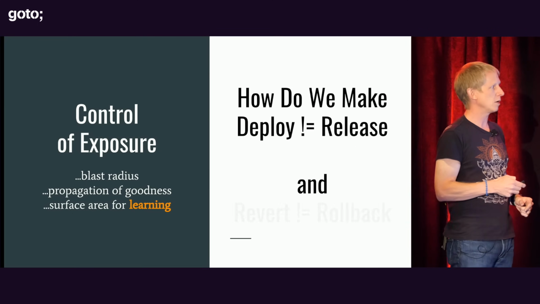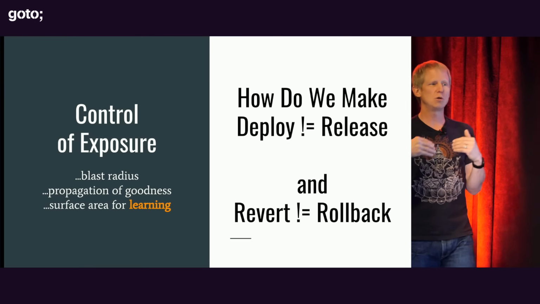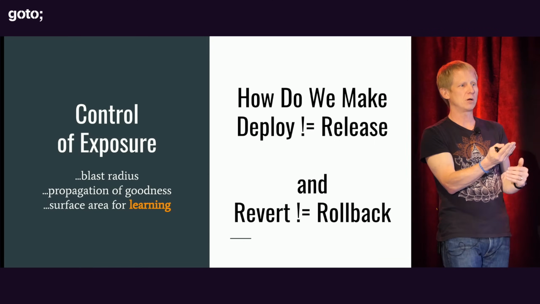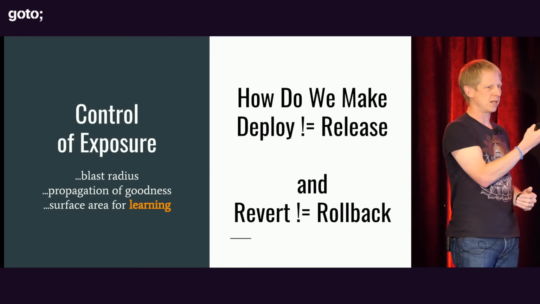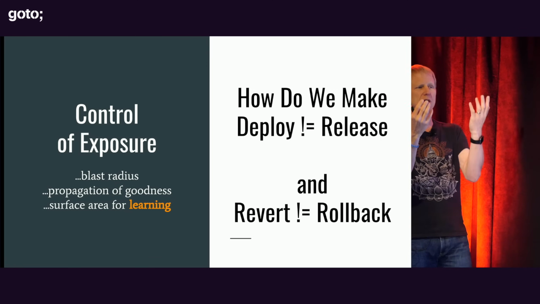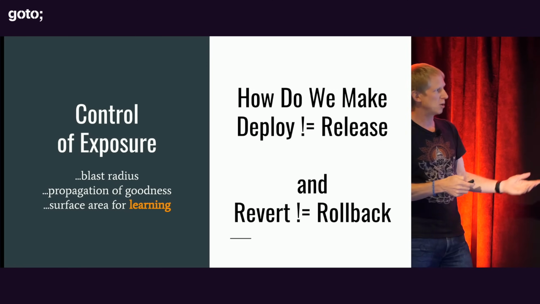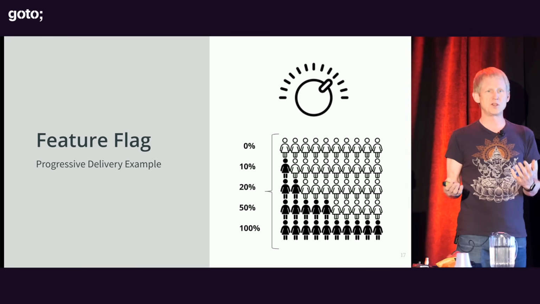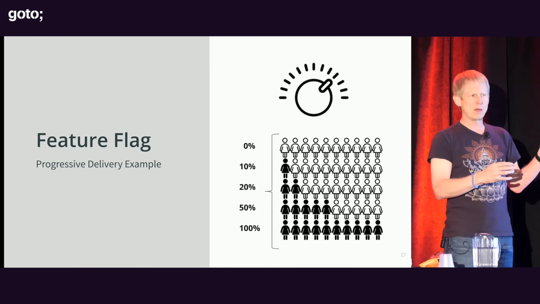And equally important, how do I make revert not equal to rollback? I don't want to have to push code somewhere to fix what I just broke. I just want to make it stop being broken. I want to turn off the part that's hurting people, right? And I want to do that instantaneously. I don't want to wait for code to get somewhere or servers to get booted that have the old version or whatever, right? I just want to have it happen instantly. So that's control of exposure. Examples of this, and the technology that we're going to talk about, is feature flags. And I'll explain why we focus on that.